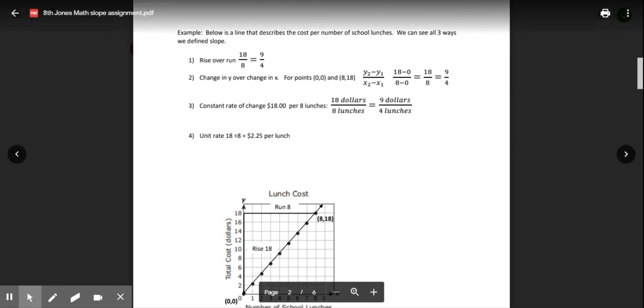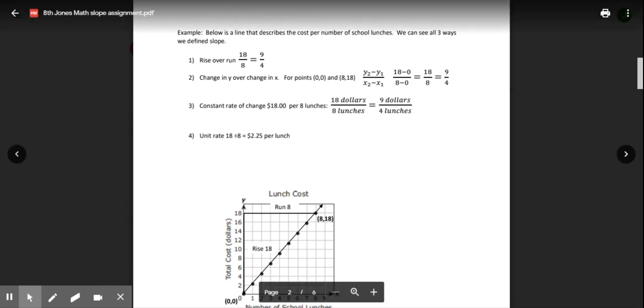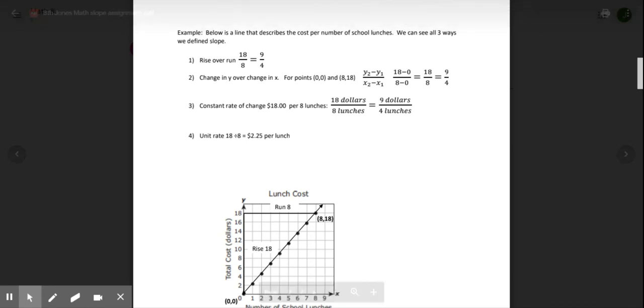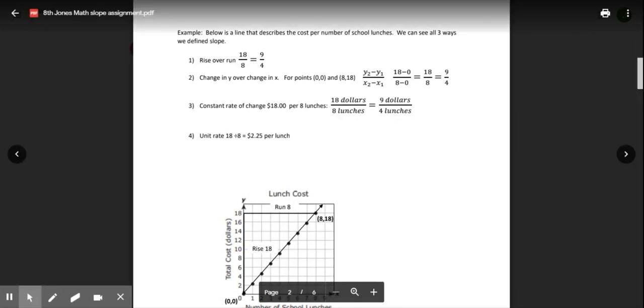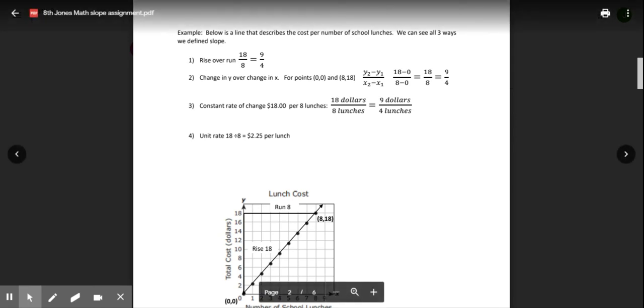And I put it into this formula, y2 minus y1 over x2 minus x1. So y2 is 18 minus y1, which is 0, over x2, which is 8, minus x1, which is 0. So that also gives me 18 minus 0, which is 18, and 8 minus 0, which is 8, which again reduces to 9 over 4, or 9/4.